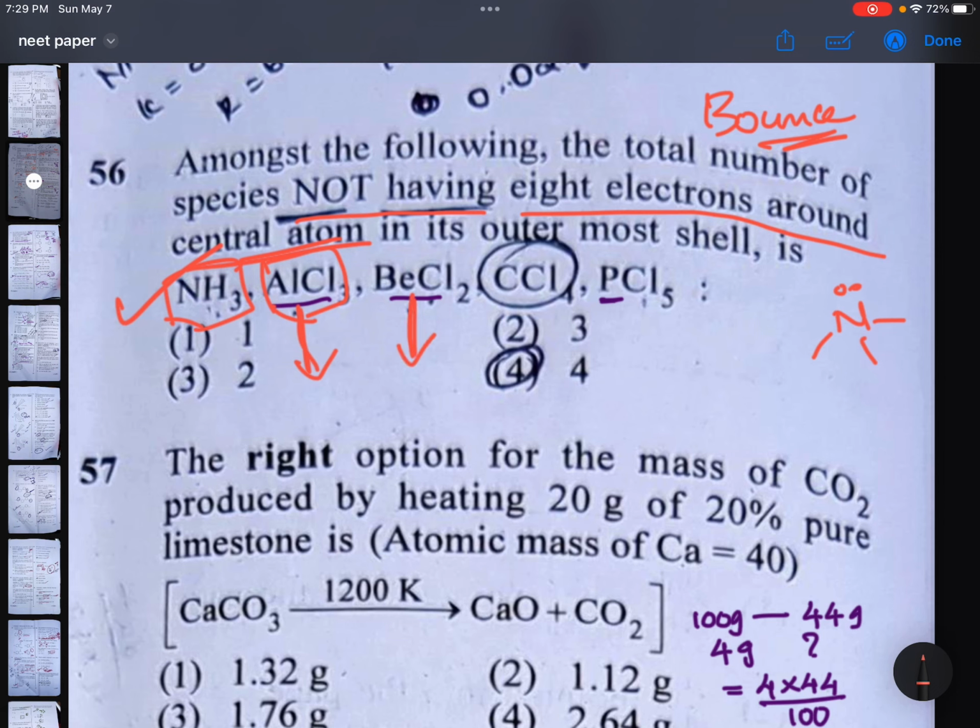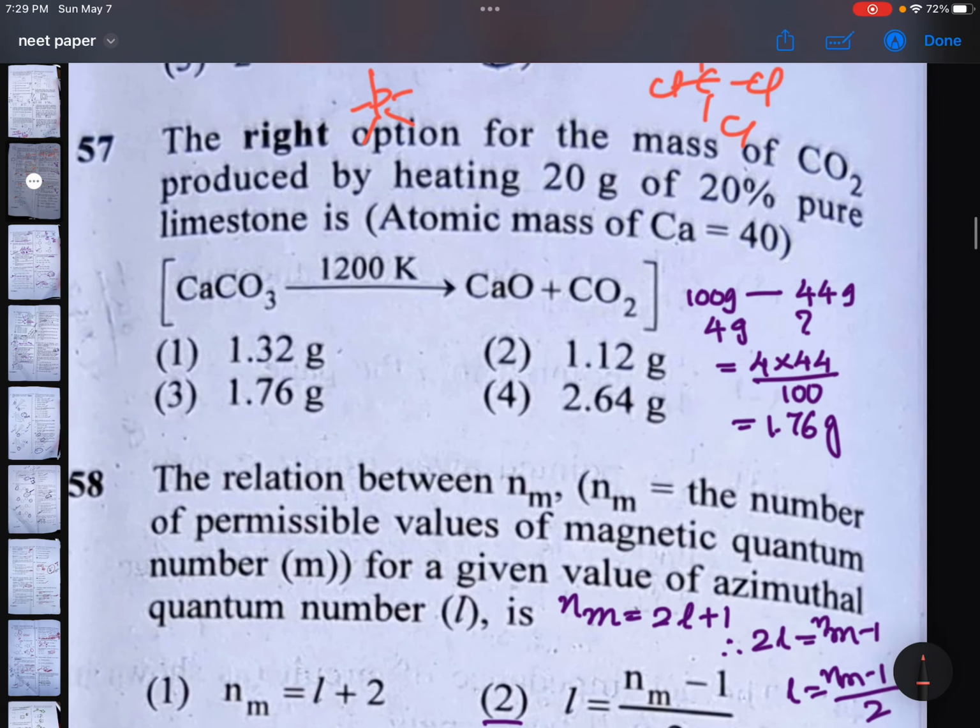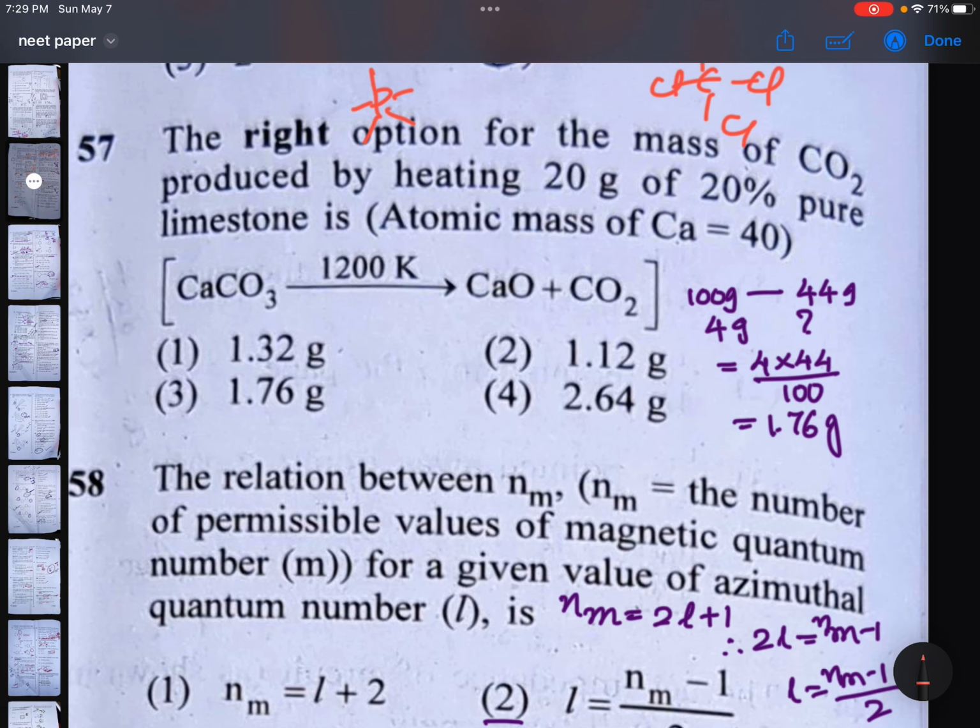BeCl2 definitely you can take because only 2 bonds are there. CCl4 is fine because it can form 4 bonds. But PCl5 is the problem because PCl5 will be having 5 bonds. When 5 bonds are there, there will be 10 electrons. He is asking not having 8 electrons, means PCl5 should also be taken into consideration. So answer will become 3. Less than 8 electrons means 2, but not having 8 electrons around means it will be answer 3. I think this question may be a little confusing for students.